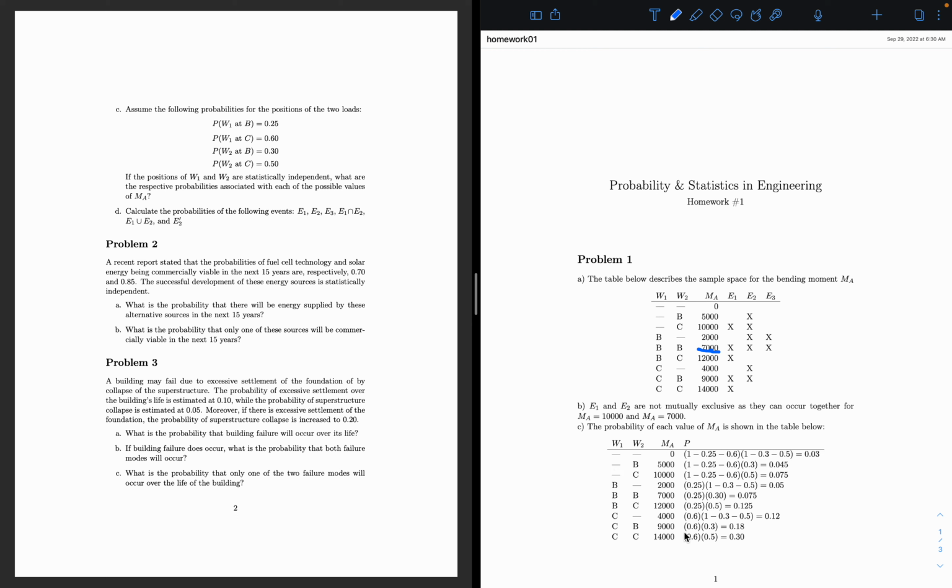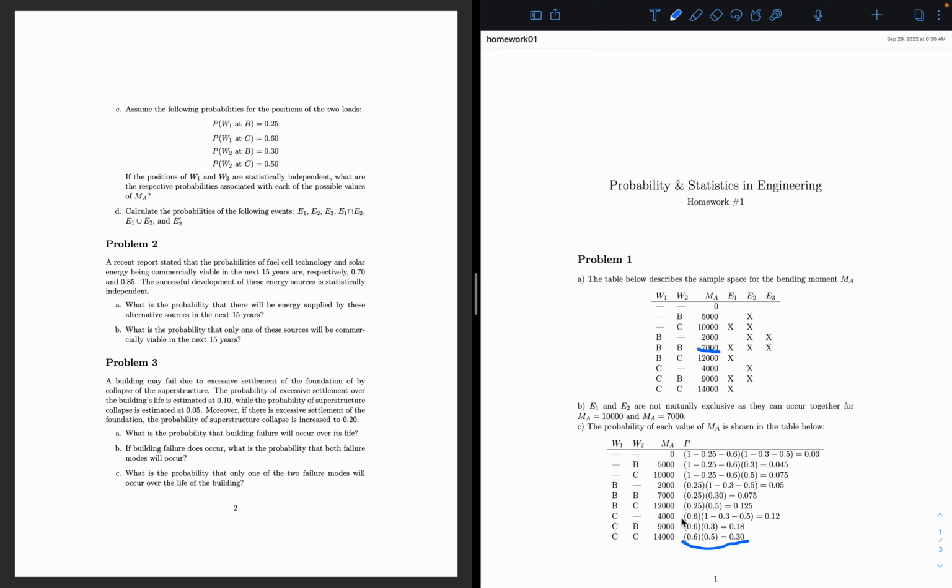So let's start with an easy one, this one here, for instance. If we have load C applied in both positions, we've got a bending moment of 14,000, and we have a 0.6 probability for W1 at C, and then multiply that by 0.5, which is W2 at C.